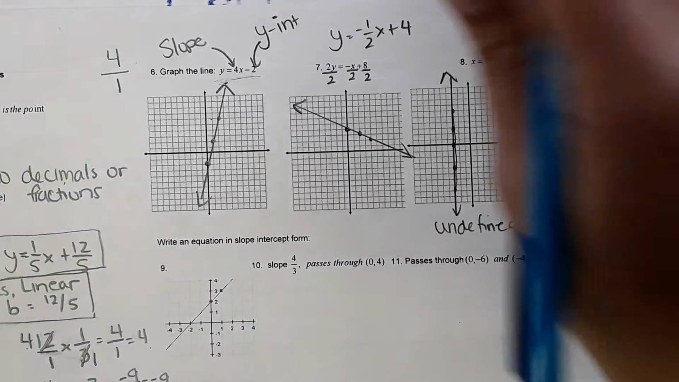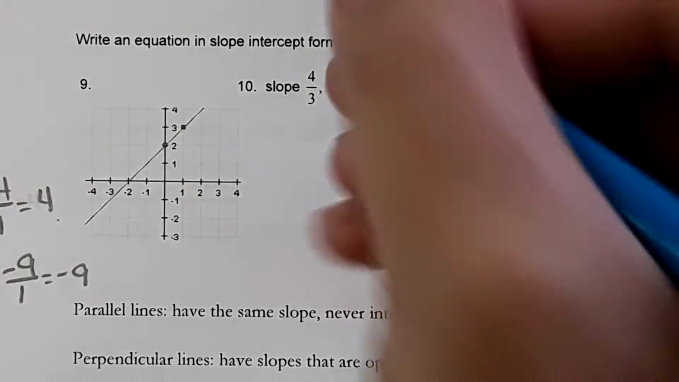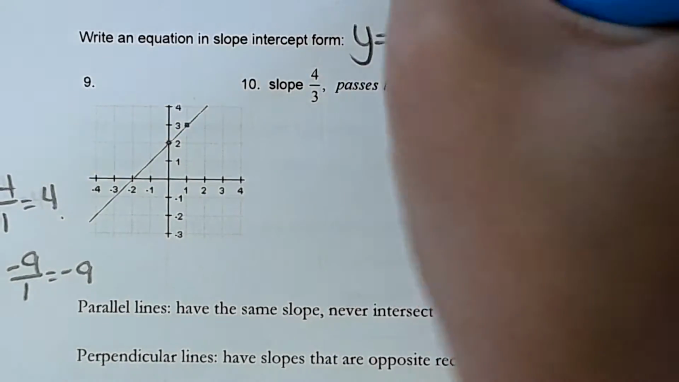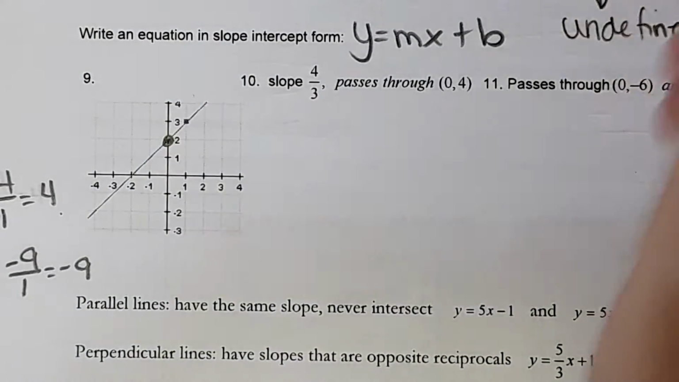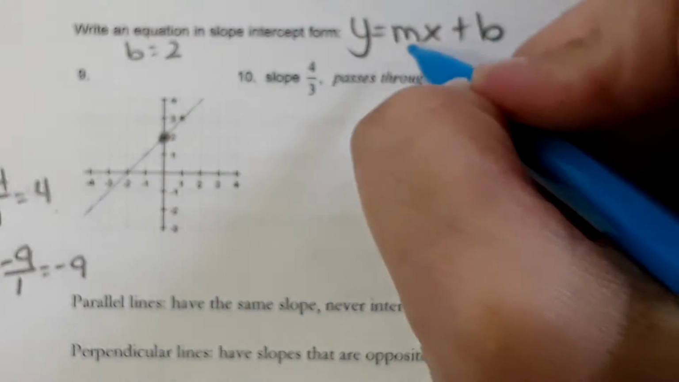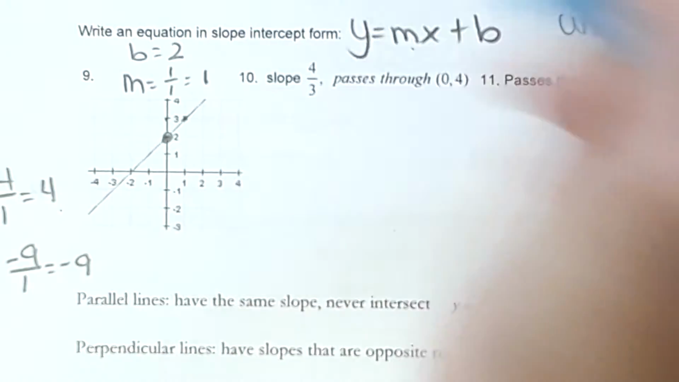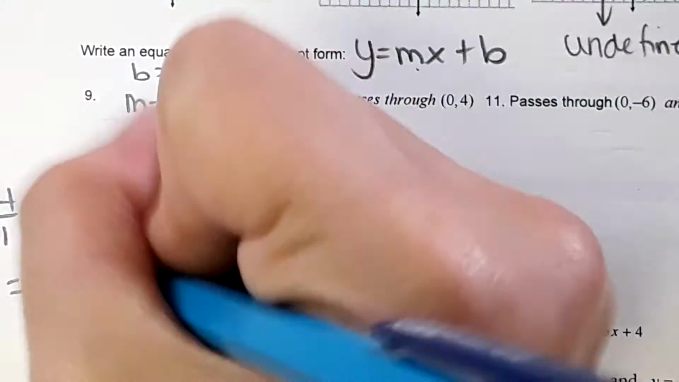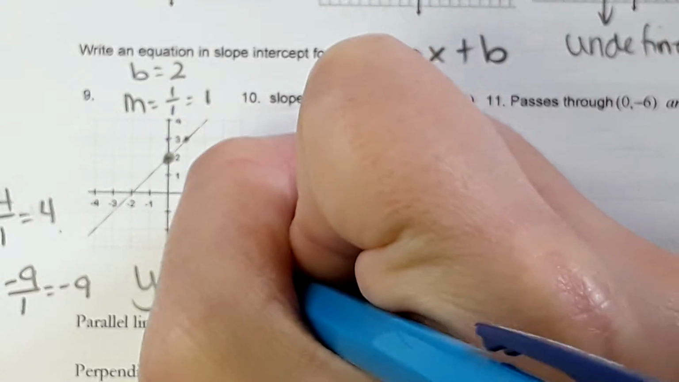Okay. Anyways, write an equation in slope-intercept form. So, from the graph, we are trying to write an equation, y equals mx plus b. Y-intercept is 2, so our b is going to be 2. Slope, they plotted 2 points for us, so we can just go up 1 over 1. So our slope is just 1 over 1, which equals 1. Y equals, technically 1x, but we usually don't write that 1, plus 2.